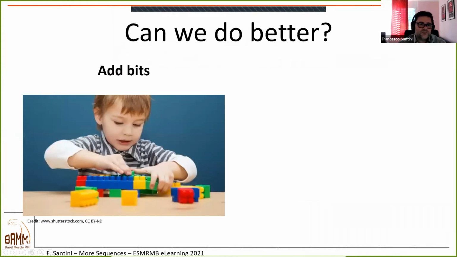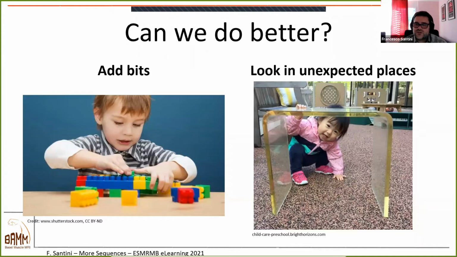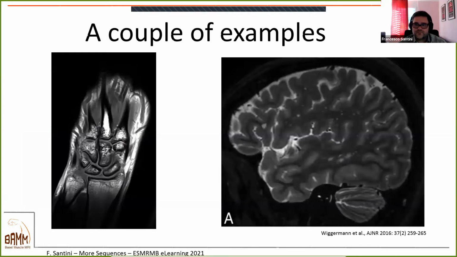Well, I will try to convince you that we can, and we have to go, however, a little bit beyond what we've talked about so far and what you've seen so far. On the one hand, we can add some bits to our sequences, and we will see what kind of bits we can add. And on the other hand, we can also just use the information that we already have, but we might want to look into some unexpected places to find information where we wouldn't imagine. So already a couple of examples.